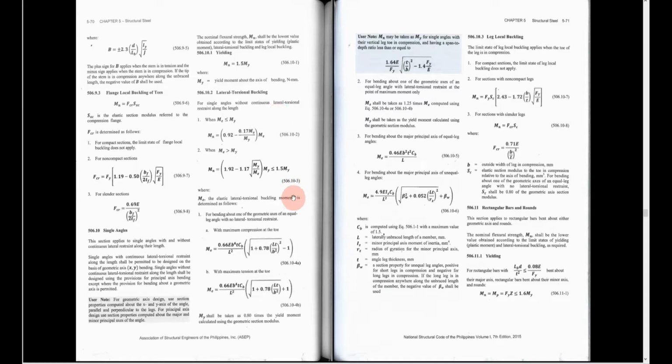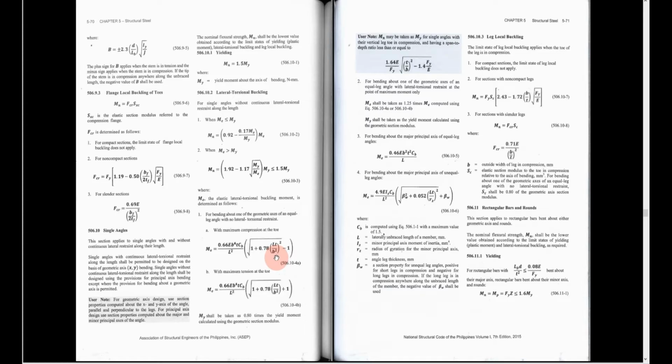in which our elastic moment can be determined using again these formulas. So for bending about one of the geometric axes of one equal leg angle with no lateral torsional restraint, with maximum compression at the toe and with maximum tension at the toe. And since the problem states that the toe is in compression, we will use this formula for our elastic moment. The problem says that the toe is in compression.